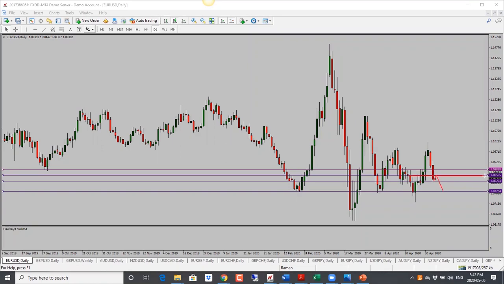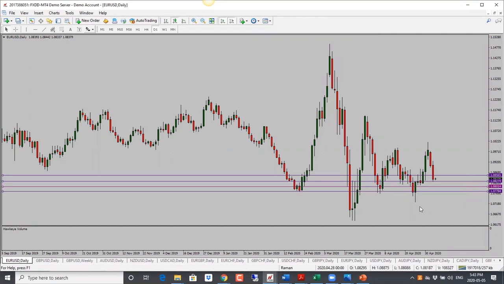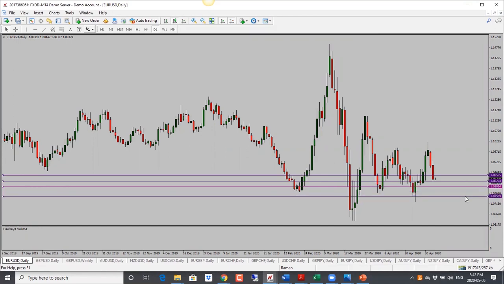Potential pullback level here is 1.0850. And in terms of our targets here, the first target will be 1.0800, and then we're looking at 1.0780 and 1.0750 level here. So bearish bias here for euro dollar.